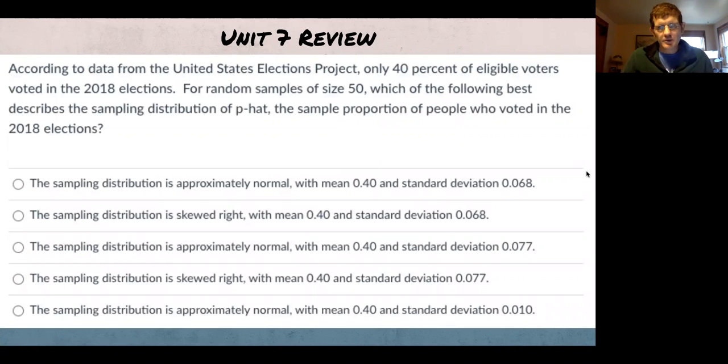According to data from the U.S. Election Project, only 40% of eligible voters voted in 2018 elections. For random samples of size 50, which of the following best describes the sampling distribution of p hat, the sample proportion of people who voted in the 2018 election?